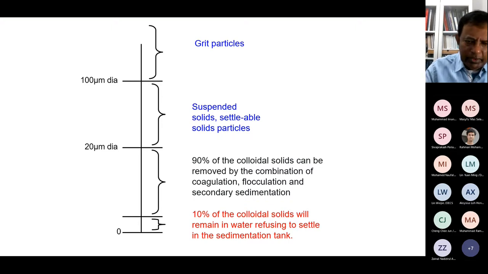Now, normally when you give two samples, one crystal clear water and another one with a slight coloration, and ask them which one they would like to drink, they will always pick the crystal clear water. So this 10% also has to be removed. In order to remove this 10% of what I call rebellious particles, which are not willing to be settled by these three processes, rapid mixing, flocculation, and secondary sedimentation, how do you remove them?